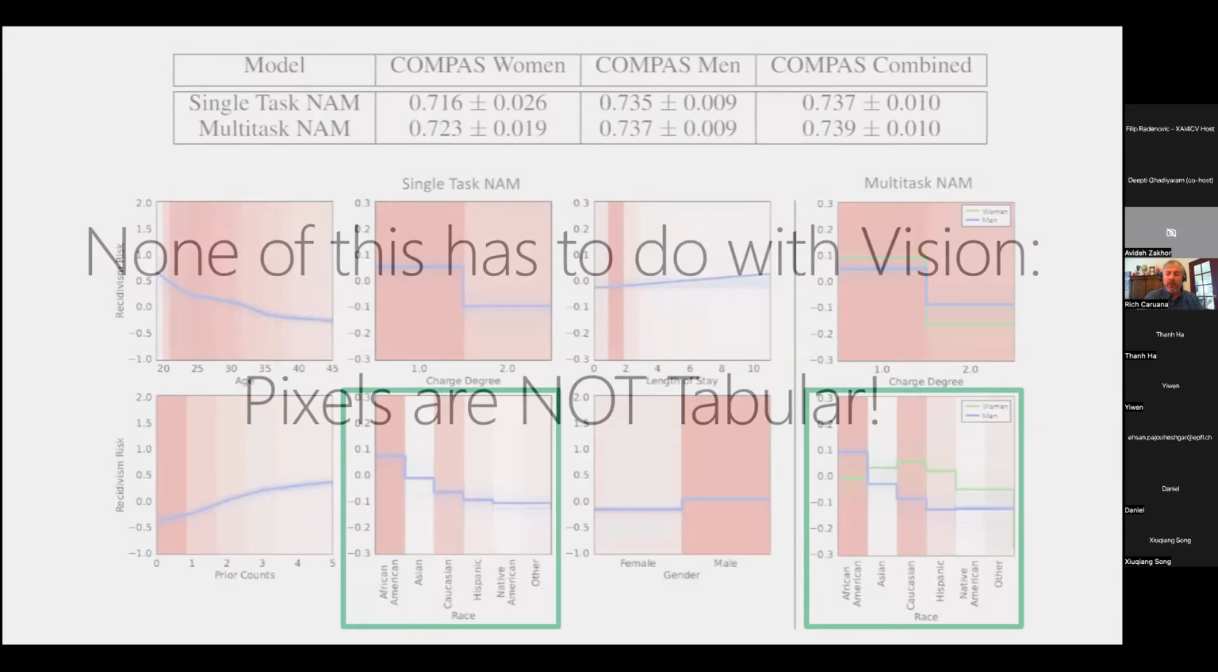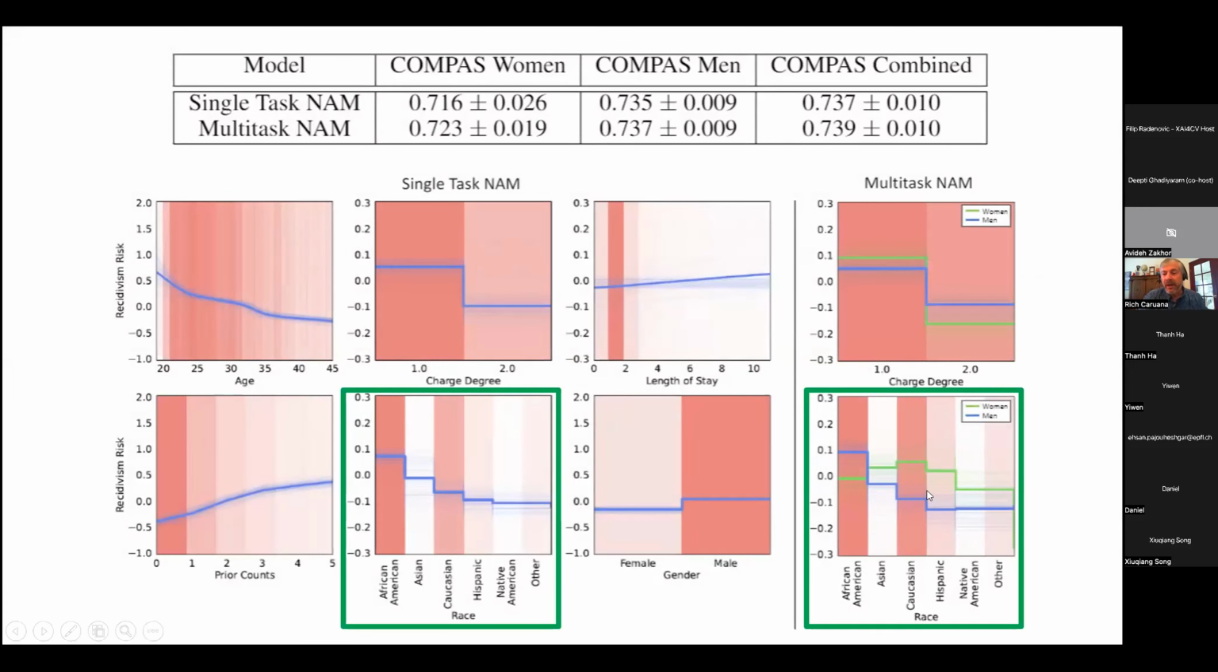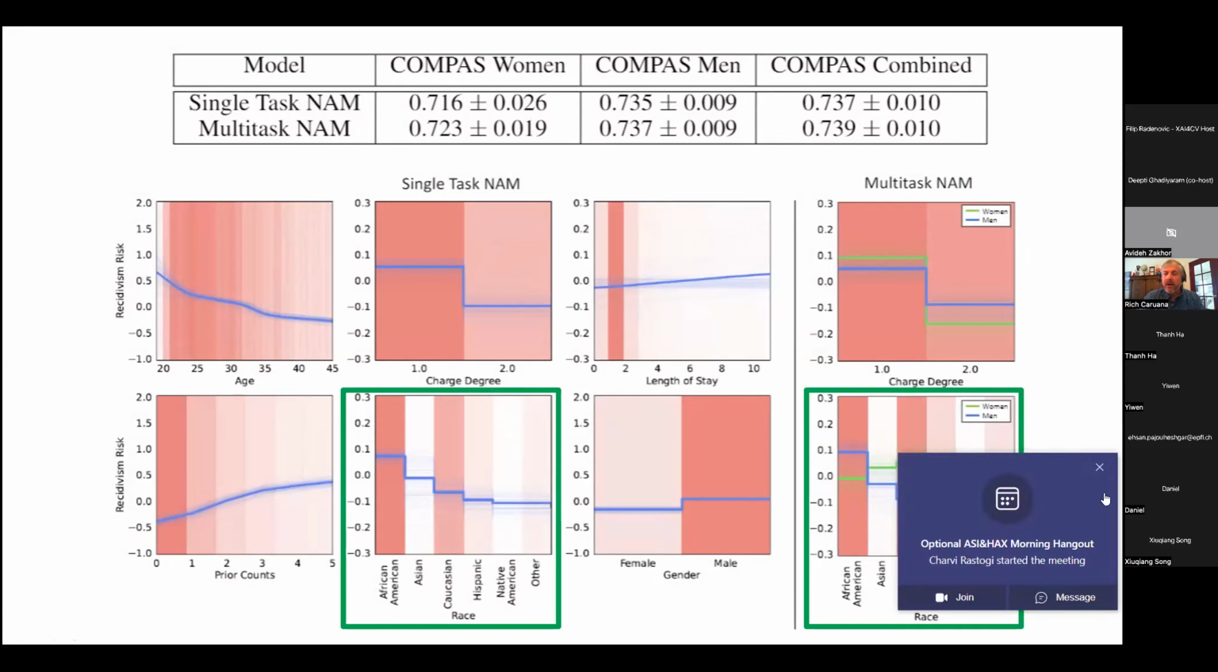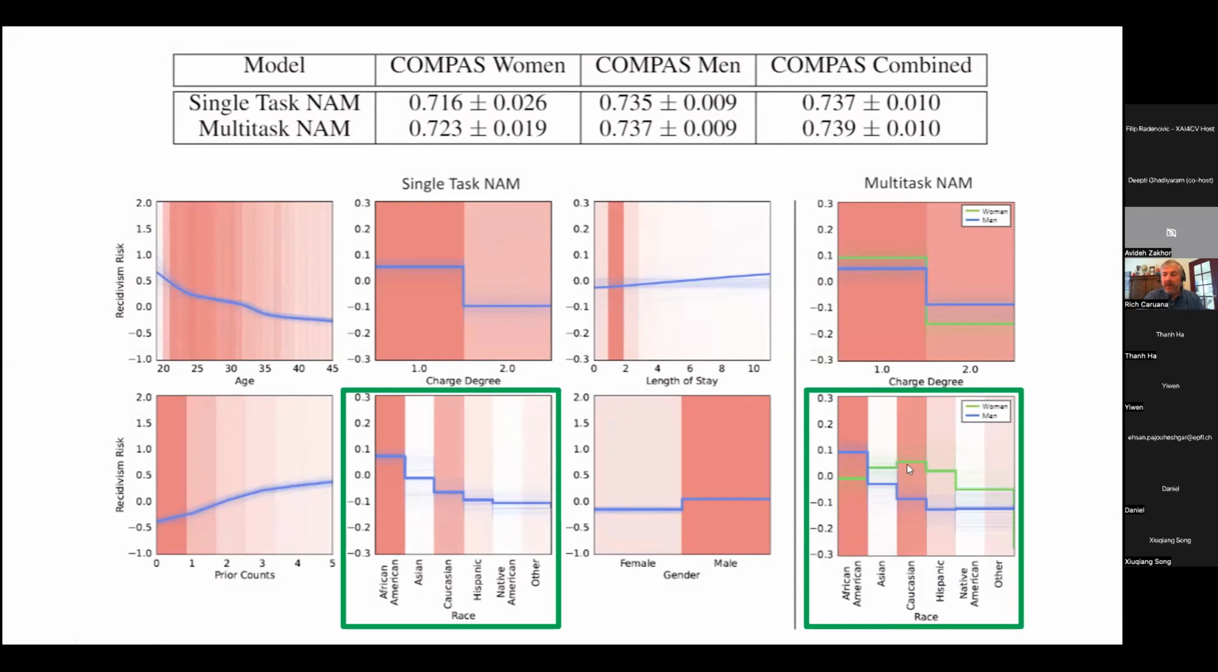But if we're now doing a model that is able to see women, then that model learns something quite different from men and women. What the model ends up learning is that women actually are highest risk if they're white, and they're lower risk if they're African American, which is quite a different story for men.